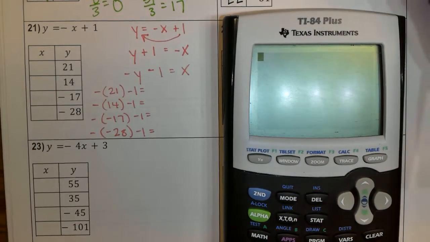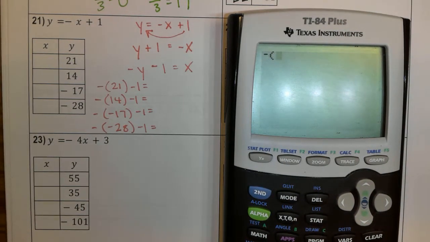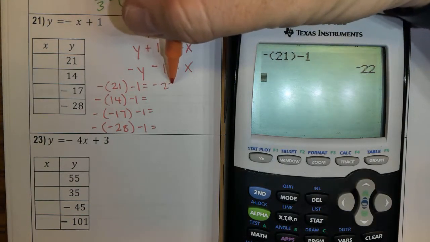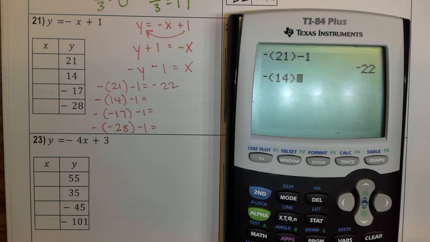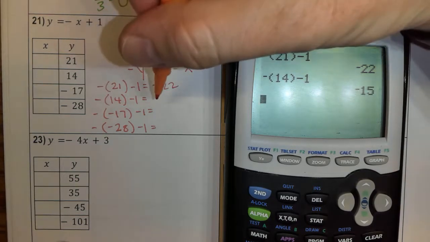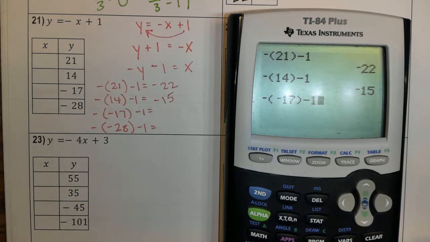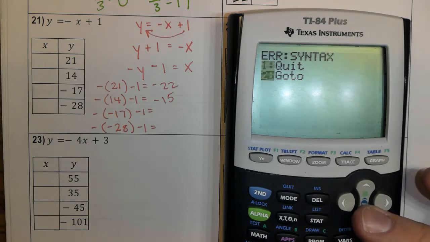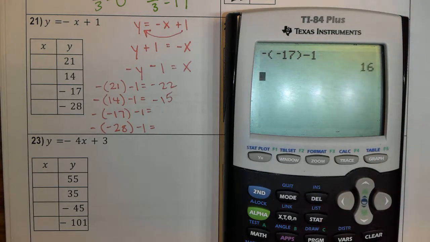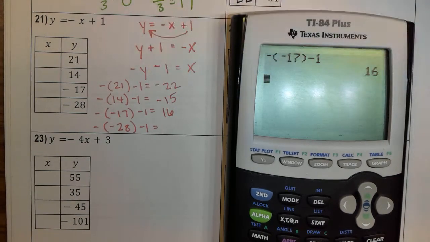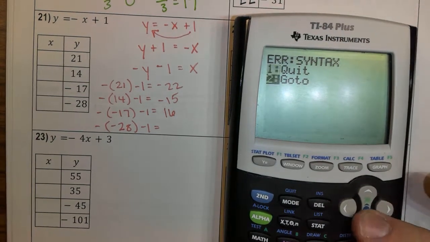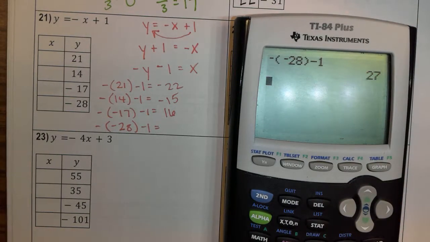All right. Okay. So I'm going to type these in. So I have negative parentheses 21 minus, parentheses minus 1, not 4, 1. Okay. So my first one is negative 22. Negative parentheses 14 minus 1 is negative 15. Negative parentheses negative 17 minus 1, 16. Oh no, what did I do? Oh, I put an extra parenthesis. My fault. And then negative parentheses negative 28 minus 1 is 27. Oh, did I do it again? What the heck keeps happening? All right, 27.